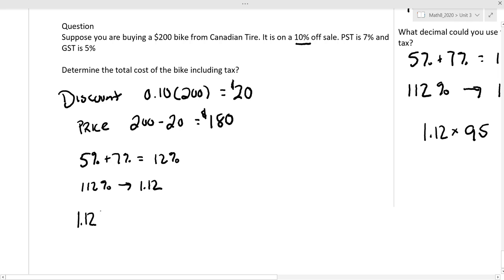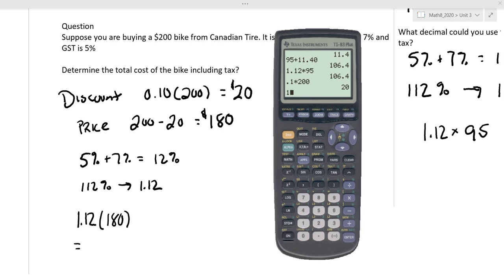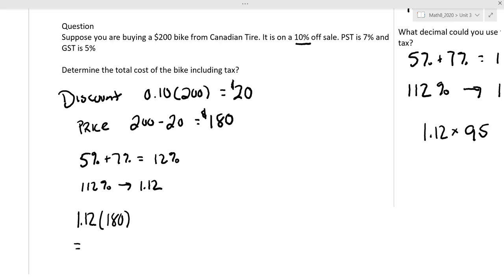So we go 1.12 times the price that we are paying. So we go 1.12 times our 180 for the bike. We're going to pay $201.60 for this bike.